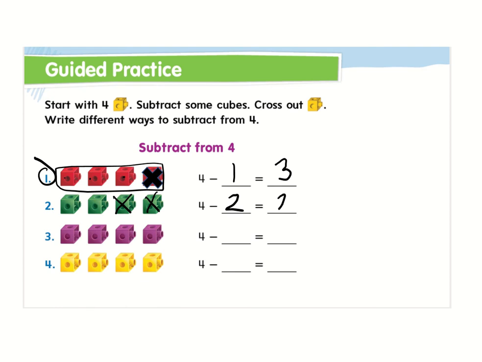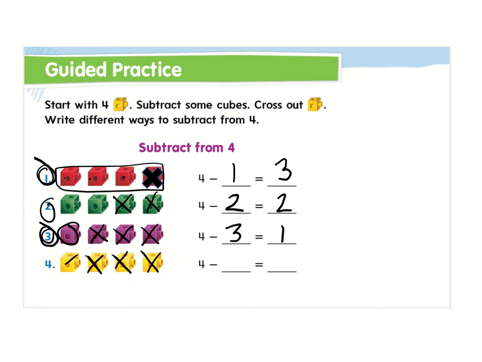2. So if I did 1 on the first one, 2 on the second one, how many do you think I should do on number 3 right here? If you said 3, you are right. So I take away 3. I'm left with 1. So if I did 1, if I took away 2, if I took away 3, how many should I do on the bottom? That's right, you should do 4.